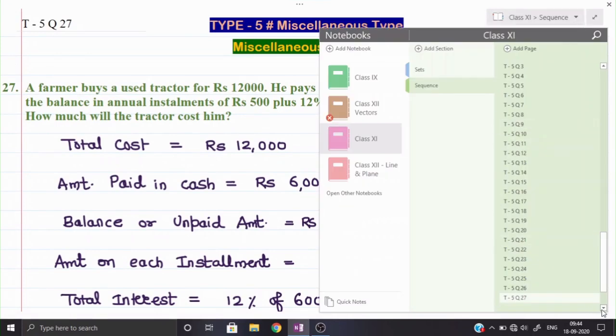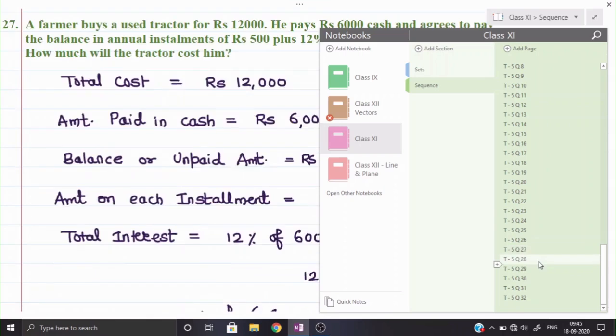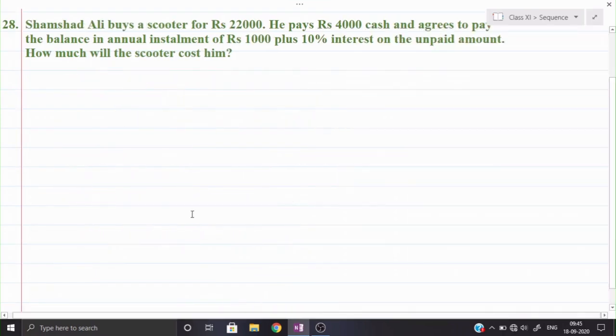Question number 28 I am leaving. Acha, once I will explain to you the question number 28, then it will be easier for you. See, in the question number 28, it is given that Shamshad Ali buys a scooter for rupees 22,000. See, it was given in the earlier question 12,000. Here the figure is given 22,000.